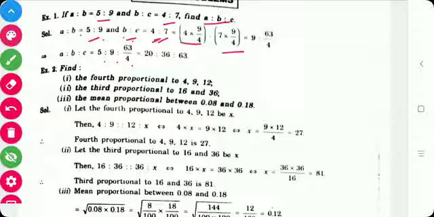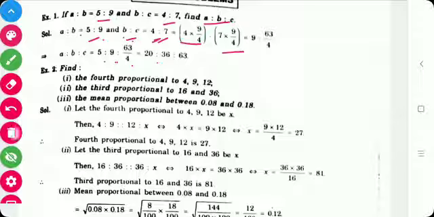If we convert it into whole numbers, the LCM is 4. So 5 fours are 20, 9 fours are 36, and 63. So a is to b is to c is 20 is to 36 is to 63.